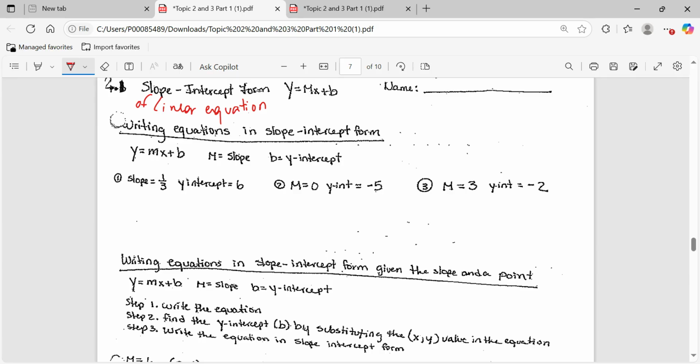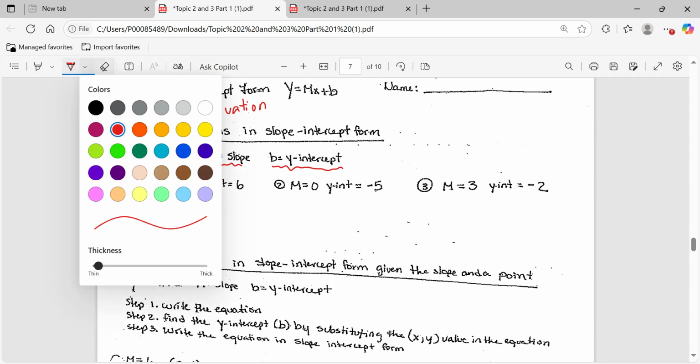All right, so if you're going to do something in slope-intercept form, remember it's y equals mx plus b. Your m is referring to the slope, and your b is going to represent the y-intercept. Remember, the y-intercept is where we cross the y-axis. So if they give you the slope and the y-intercept, let's write the equation in slope-intercept form. So we know y is equal to mx plus b. M is the slope and b is the y-intercept.